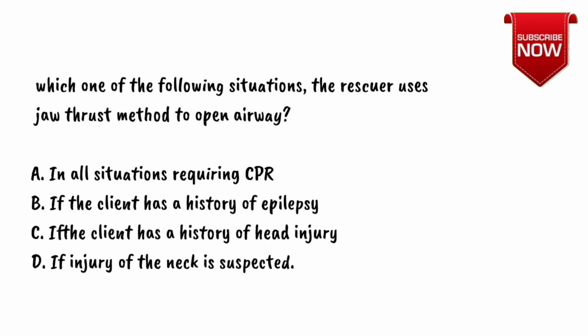Which one of the following situations would the rescuer use the jaw thrust method to open the airway? Option A, in all situations requiring CPR. Option B, if the client has a history of epilepsy. Option C, if the client has a history of head injury. Option D, if injury of the neck is suspected.